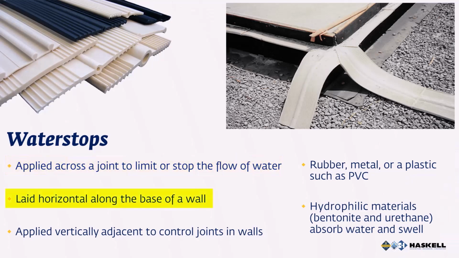Water stops may be used horizontally, such as along the base of a wall where it contacts its foundation. They are also used vertically adjacent to walls and control joints. They may be constructed of rubber, metal, or plastic. Hydrophilic materials absorb water and swell. The image on the right shows one application for water stop on a slab.